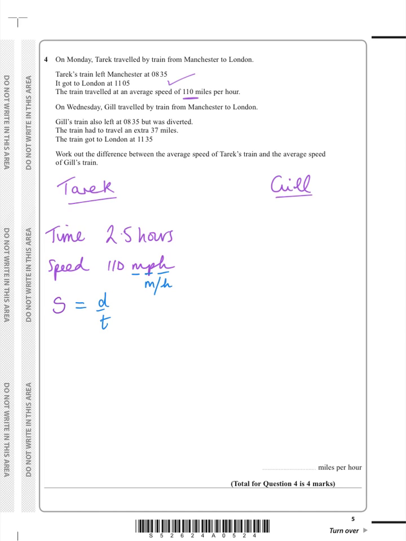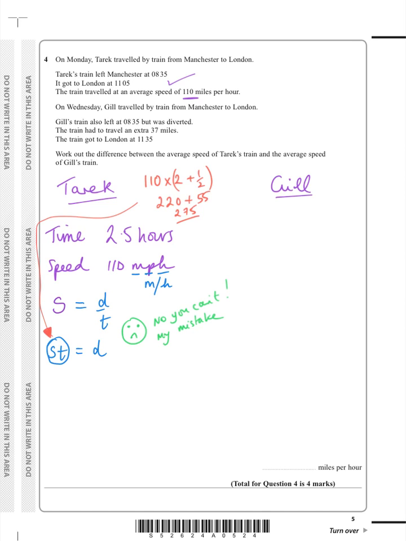Then we can also see if speed is distance over time, if we times both sides of this equation by t, we would have st equals d. So we can find out the distance by doing the speed times the time. So you can use your calculator. So if we look at the first one here, for Tarek, we can do 110 times 2.5, and that is 275 miles. Well, now what we can do is have a look at Jill's information.